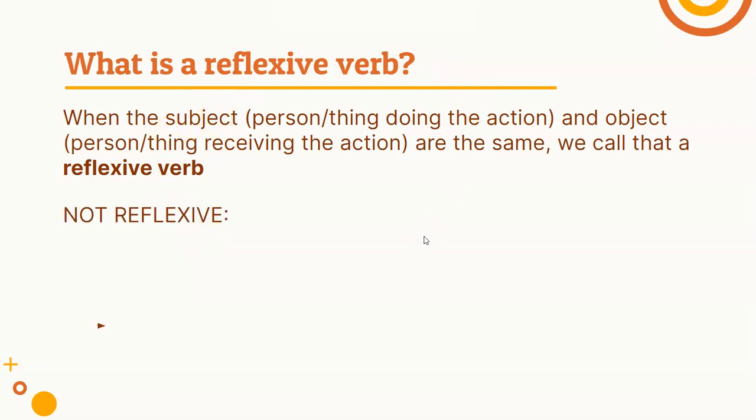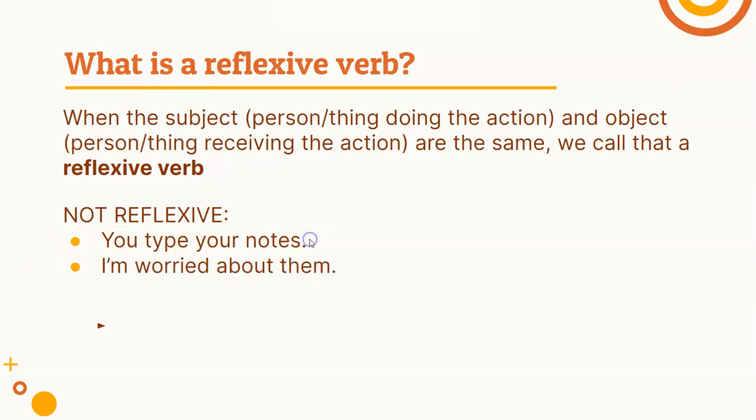Here are some examples for reference about sentences in English that are not reflexive. So you type your notes, I'm worried about them, I read a book. Here we can see the person doing the action of typing and the thing being typed are two different things, for example. So this would be not reflexive.